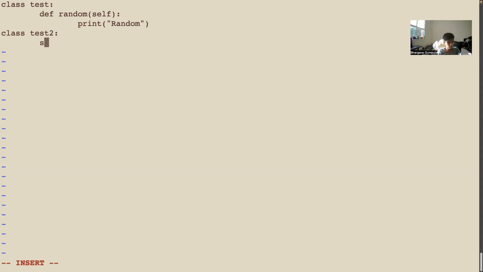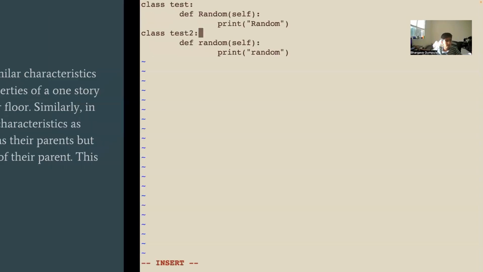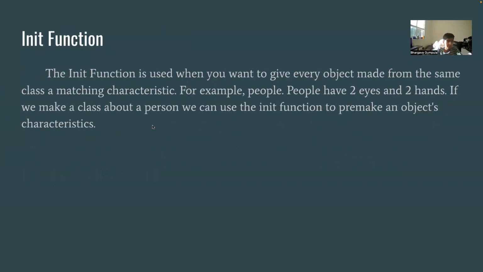Now we go here, def random, self and print random. So it's not the same thing. One is capital, one is not. But here we can go capital. So there's a difference. And now we have two classes. Actually, before we do parent and child class, we should go into the init function.